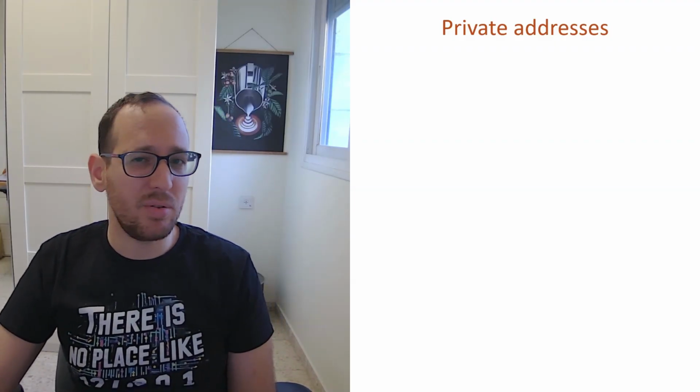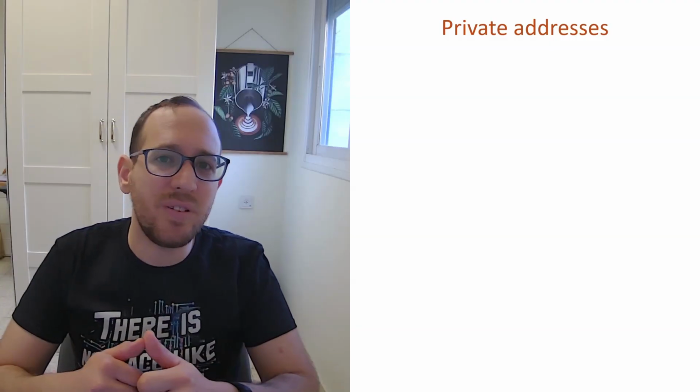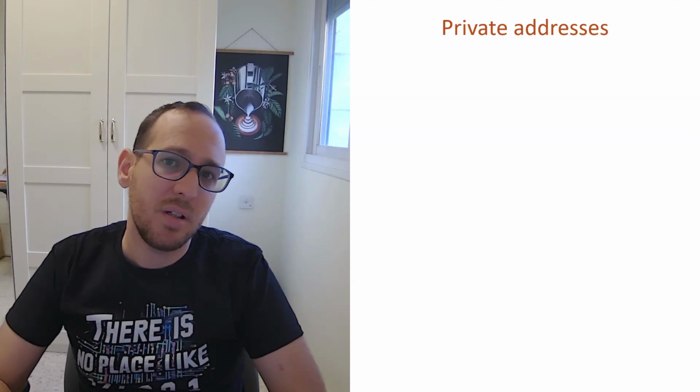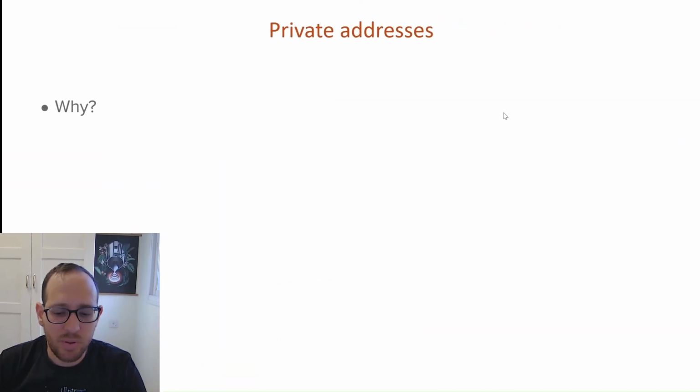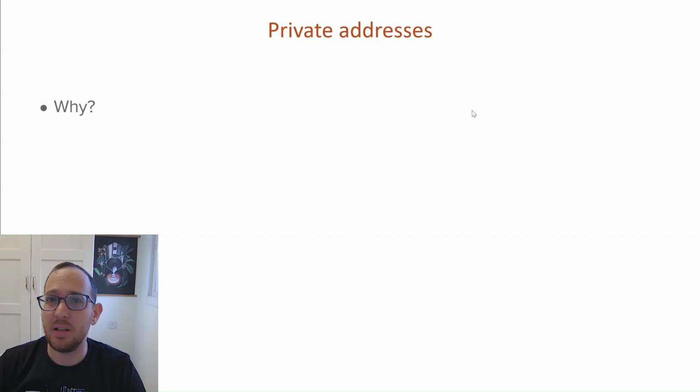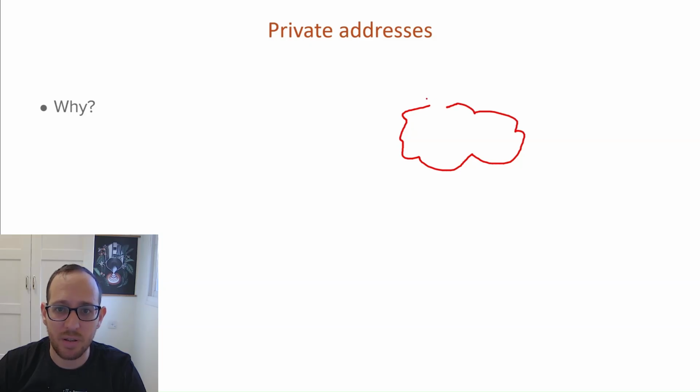Well, the basic solution to this is to have two separate kinds of addresses. Without private addresses, what you get is this. Let's say we have a network, a home network at home. Let's say I have this network. So this is my network. Here I have a router.